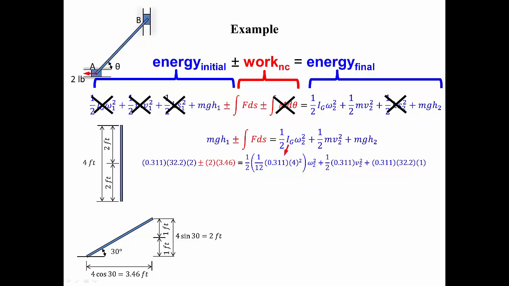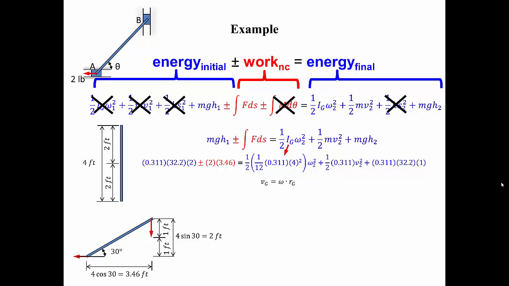Notice that we have one equation, but two unknowns. We have an angular velocity and a translational velocity. The relationship between velocity and angular velocity is v equals omega times r, where r is the radius from our center of mass to a point of rotation. But where is our point of rotation for this rod? In order to find this, we have to find the instant center.